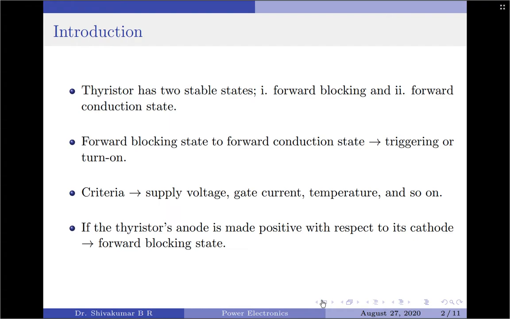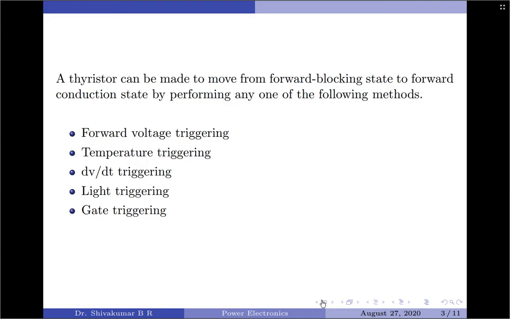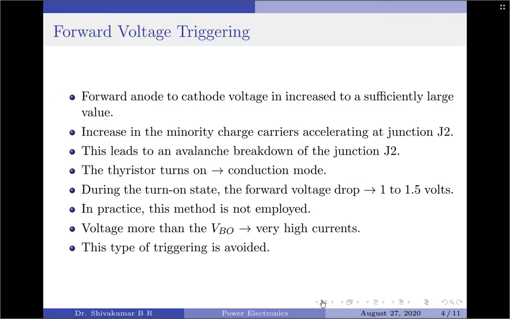A thyristor can be made to move from forward blocking state to forward conduction state by performing any one of the following methods. Here, as you can see, we have in fact listed 5 different thyristor turn on methods. The first one is the forward voltage triggering, then we have the temperature triggering, dV by dt triggering, light triggering, and lastly gate triggering. Now let us discuss each one of them in much detail, starting with the forward voltage triggering.